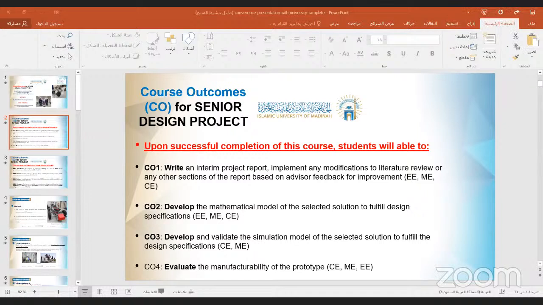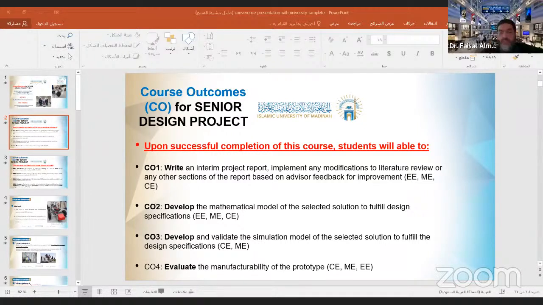Dr. Faisal, I think your slides are not moving. Like, we can see your second slide. Are you still on your second slide, or? No, in mine it's moving. What's going on there?